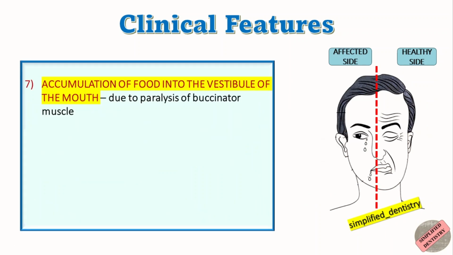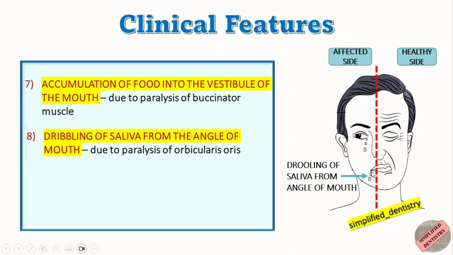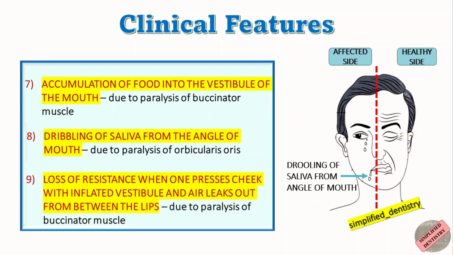Seventh is accumulation of food into the vestibule of the mouth, and it occurs due to paralysis of buccinator muscle. Eighth is dribbling of saliva from the angle of mouth, and it occurs due to paralysis of orbicularis oris. Ninth is loss of resistance when one presses cheek with inflated vestibule and air leaks out from between the lips. It occurs due to paralysis of buccinator muscle.